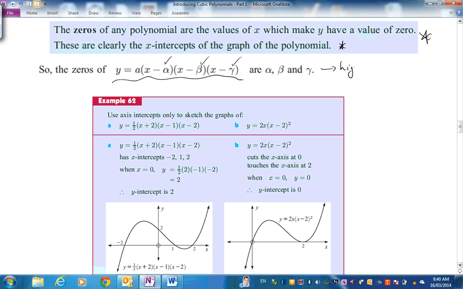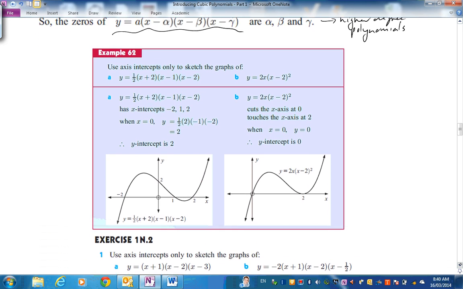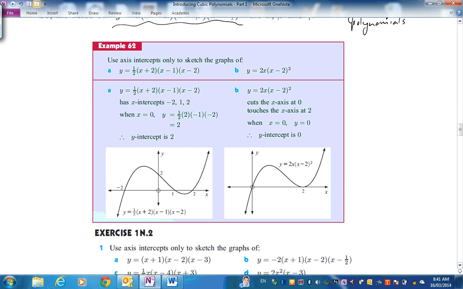You could extend it to higher degree polynomials as well. We just did a fourth. We could do a fifth, etc. But can you see how the quadratic idea, what we do there, opens the gate to all the other polynomials, if you like? Okay, so using axes intercepts only, sketch the graph.